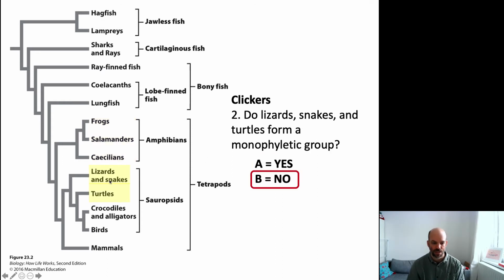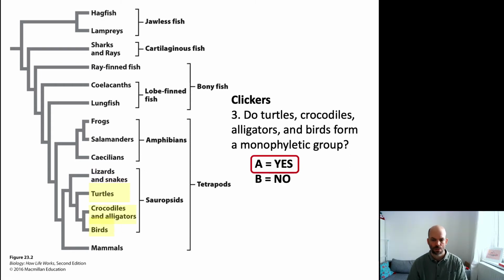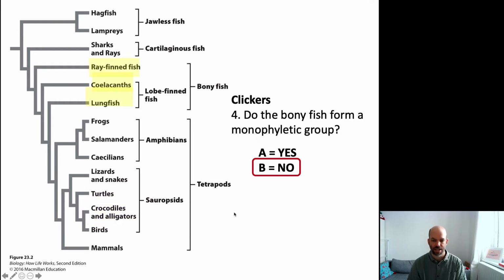Do lizards, snakes, and turtles form a monophyletic group? No, because they share a common ancestor here, and there are additional descendants of that ancestor, crocodiles, alligators, and birds, that you are not including in this group. So that is not a valid taxonomic group. You cannot make a taxonomic group of lizards, snakes, and turtles that does not include crocodiles, alligators, and birds. Do turtles, crocodiles, alligators, and birds form a monophyletic group? Yes, because they all share a common ancestor, and you're including all of the descendants of that ancestor.